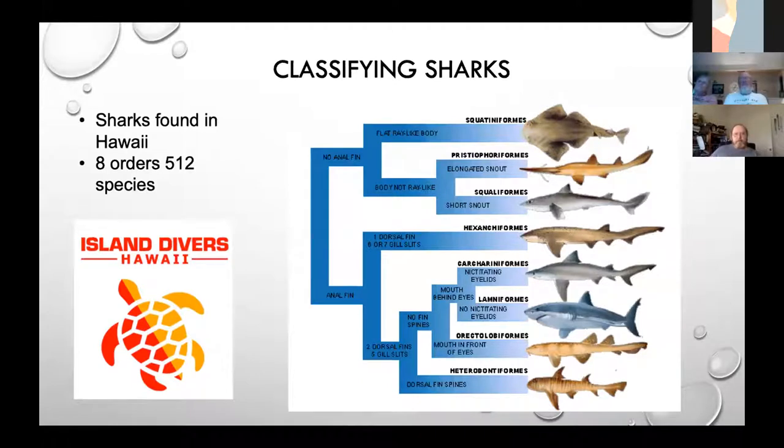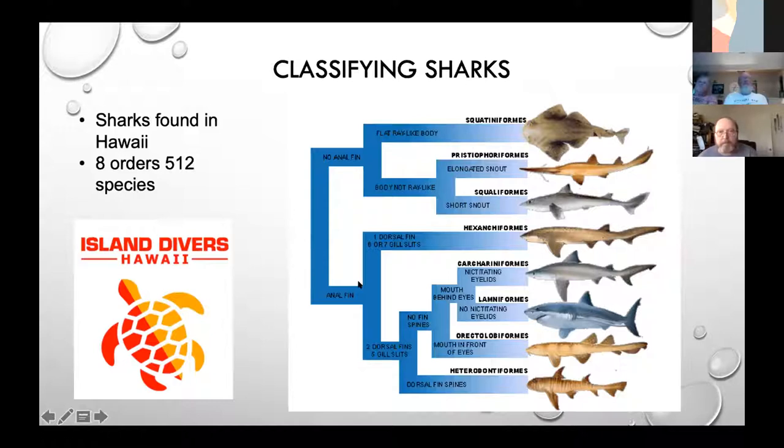It does mention that there are 8 orders and about 512 species, but I just wanted to kind of showcase how they're broken up into those 8 particular orders. Almost all of it is physical characteristics. So starting with the anal fin, do they have it or do they not? That's a rather broad sort of feature that either they do or don't have. So that's a good place to start. And then breaking it off from there.